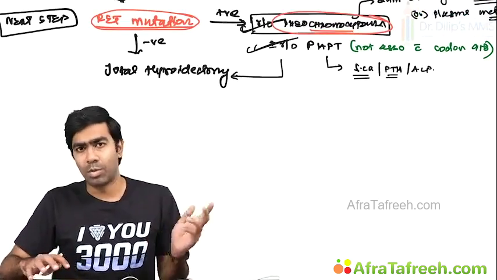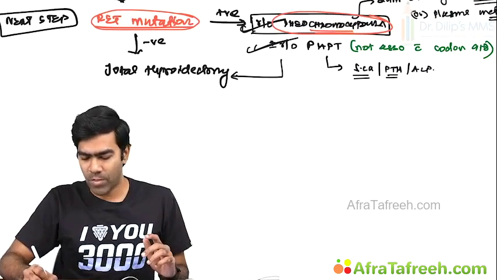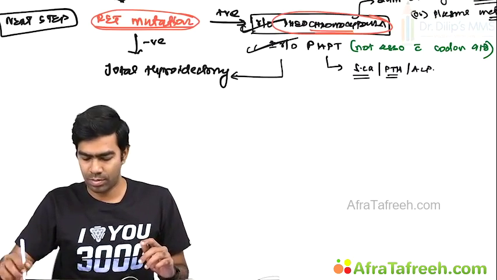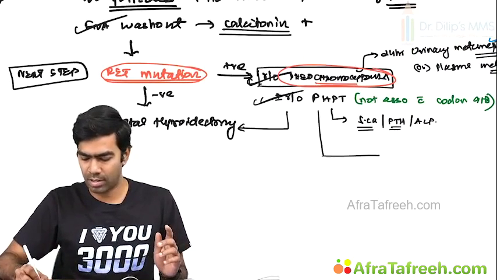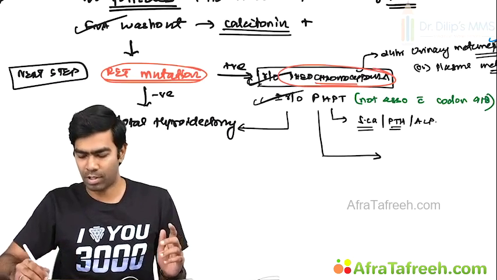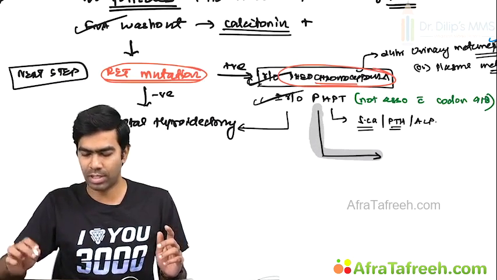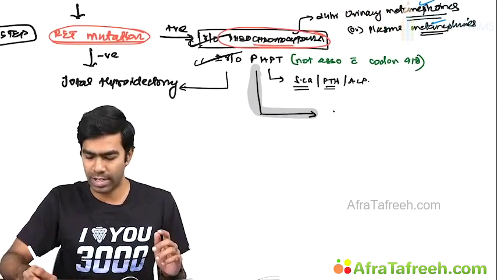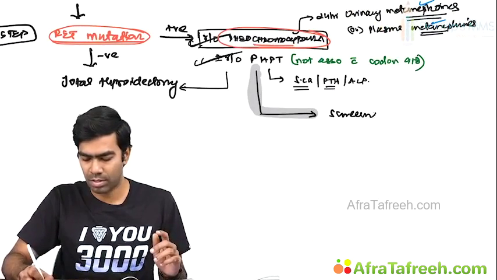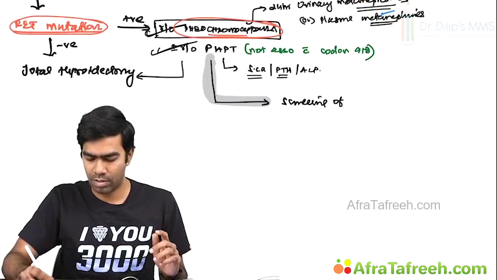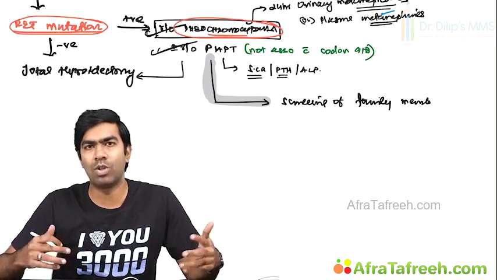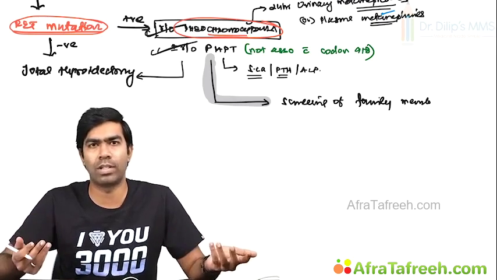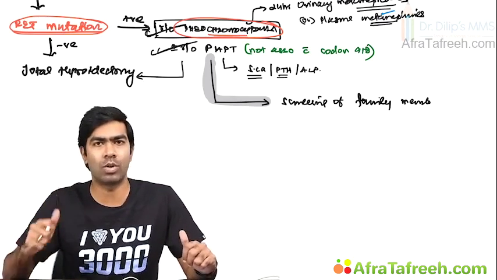Clear? Suppose the RET mutation is positive, there is one more step I have to do. It's not only about ruling out a pheochromocytoma and ruling out primary hyperparathyroidism, I also have to do something else. If the RET mutation is positive, screening of the family members. Screening of family members. Really, really important. And we have discussed in detail how to screen a family member and when to do a total thyroidectomy in a patient who has MEN2A and MEN2B syndrome.